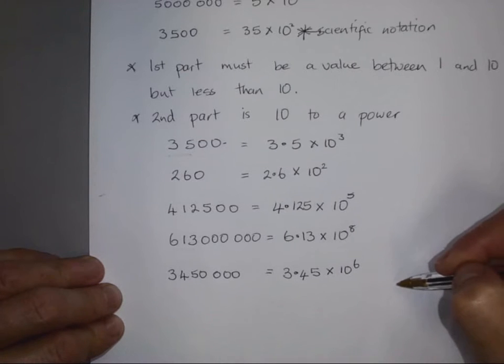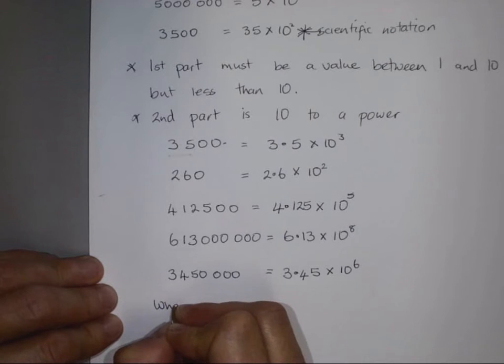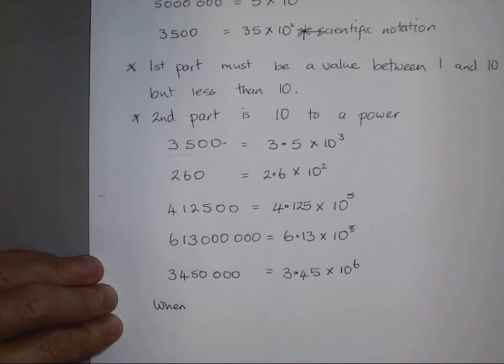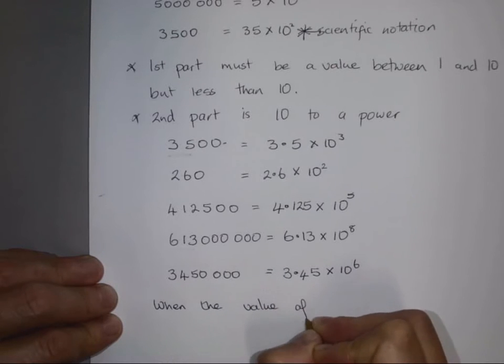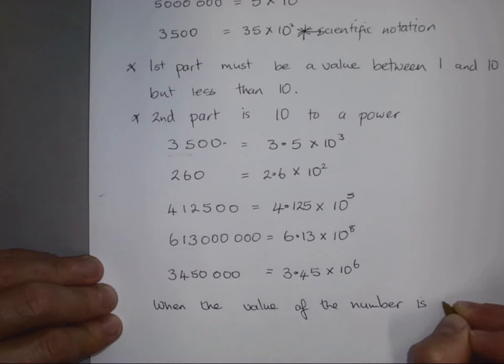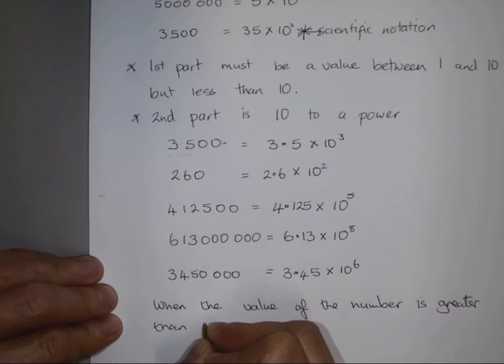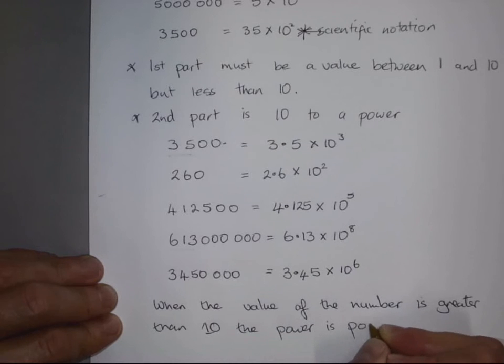When the numbers are very large, then the power of 10 is positive. So when the value of the number is greater than 1, well, I'll just say greater than 10, the power is positive. When the number is 1, that's 10 to the 0, isn't it?